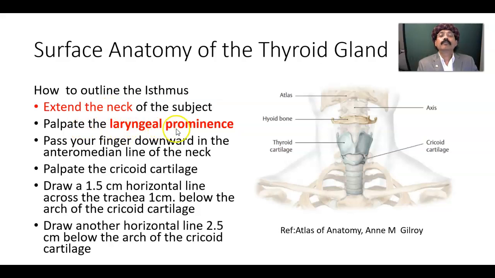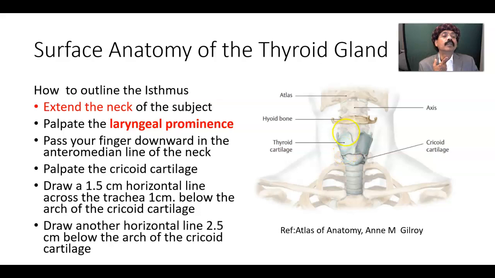Laryngeal prominence means the Adam's apple, that is the prominence of the thyroid cartilage below the thyroid notch. So this is the laryngeal prominence, and just above it we have the thyroid notch. In this image, this is the laryngeal prominence, also called thyroid prominence, and this is the thyroid notch area. We can easily palpate it.